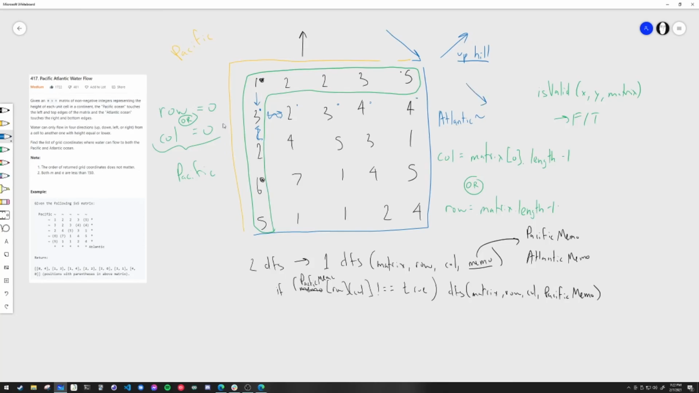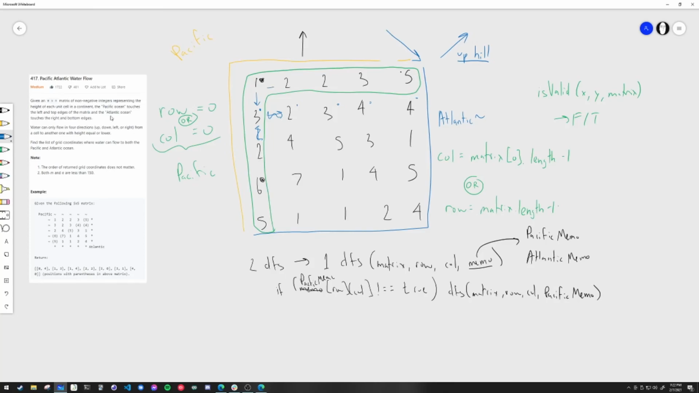But since we are attacking from the ocean, because we know that any of these points in this green rectangular box all start on the Pacific Ocean, we know that these points start there, and if they roll uphill, then every point we touch rolling uphill flows into the Pacific Ocean. Yeah, so let's just start with this one here, right?